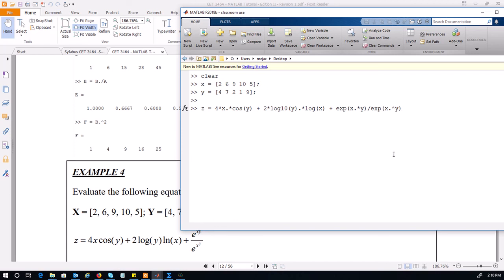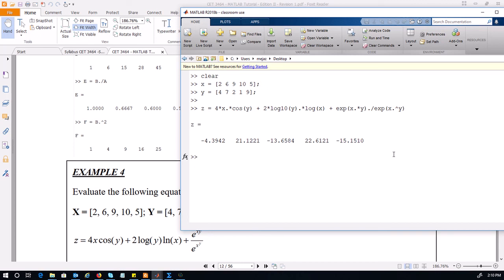And actually, I made a mistake here. Because both exponents are generating vectors, I have to use a period over here as well. If I don't, it's going to look for matrix multiplication and matrix division, and it will produce an error. So make sure, if you're dividing a vector by a vector and you want to perform the element-wise operation, that is, the first element of the vector in the numerator should be divided by the first element of the vector in the denominator, and the second by the second, and so on, you have to put a period. And then when you execute it, it's going to generate the value of z.